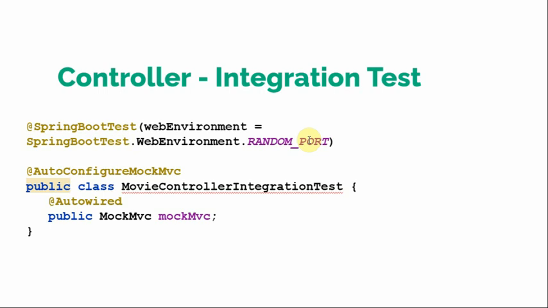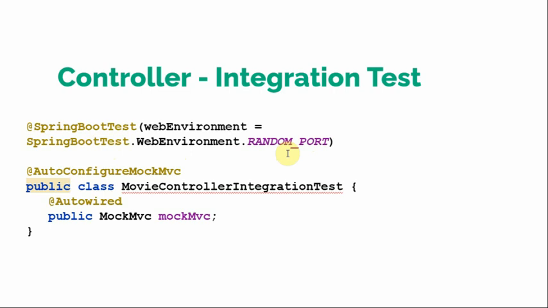Again, this is not the Docker container. This is the terminology that Java has been using for quite a long time: the application container, which has the beans in it, and the web container, which has servlets in it. So we want to run the web environment with a random port. It will also initialize the Spring context.